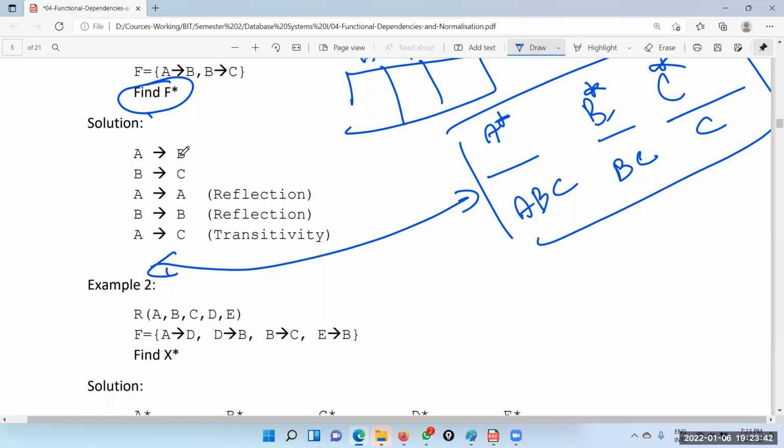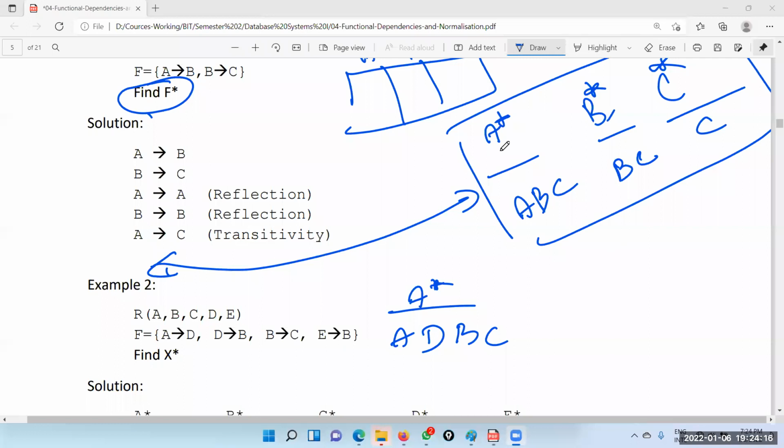Okay, right. So let's do the A closure. A determines A, and A determines D, and of course D determines B, therefore A determines B, and B determines C, therefore A determines C. Sorry, I got disconnected. So therefore A closure is A, D, B, and C, right? Still we can't say E, okay?